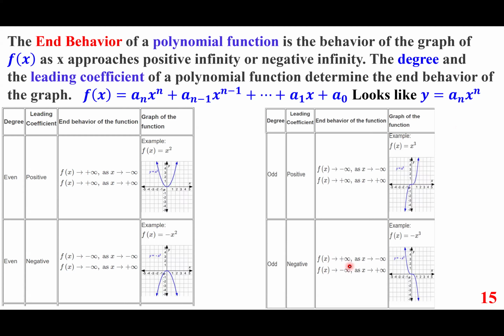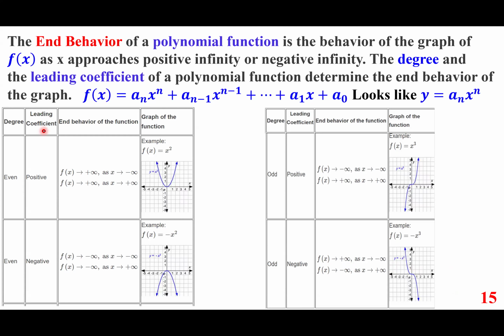This one is the other way around. When x goes to negative infinity, y goes to positive infinity. When x goes to positive infinity, y goes to negative infinity. That's really the bottom line for every polynomial. So it depends on two things, the degree and the leading coefficient.